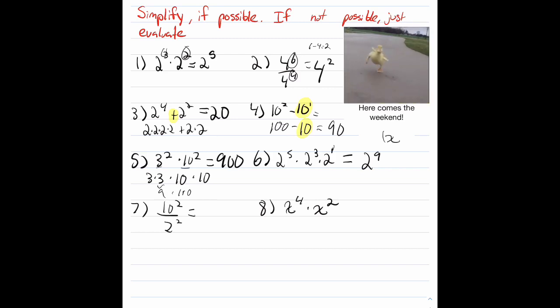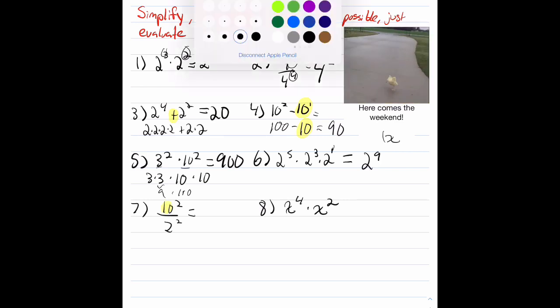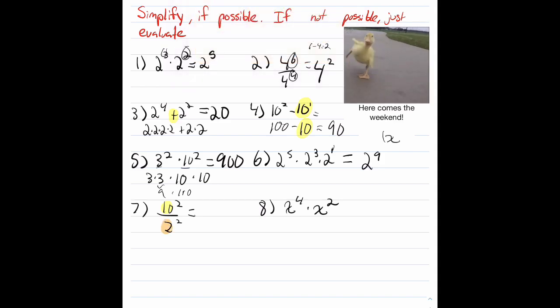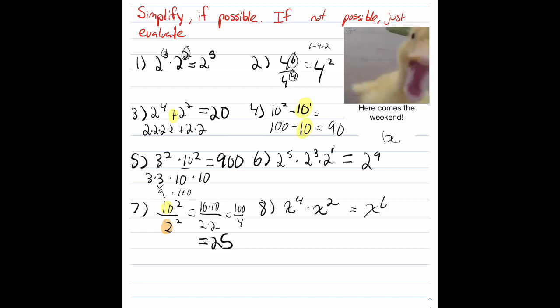This one, 10 squared over 2 squared, we can't use any rules there because the bases are different. So we're just going to have to proceed as normal. 10 squared means 10 times 10. 2 squared means 2 times 2. So this is 100 over 4, so it's 25. And this last one should be x to the 6th. You're going to add those exponents. They should be the same.